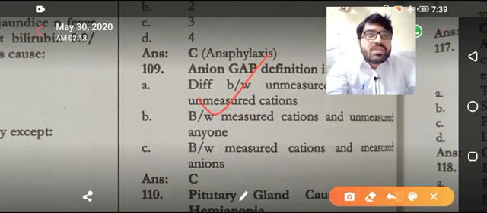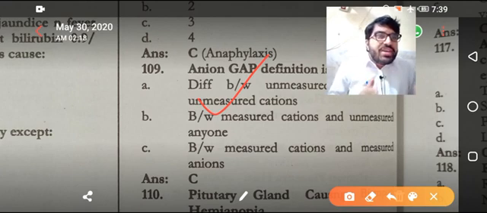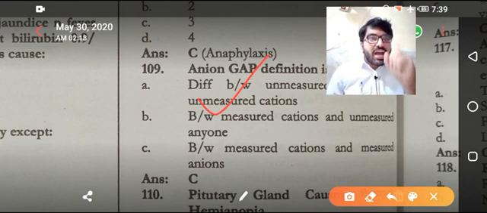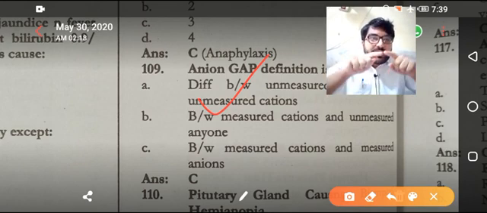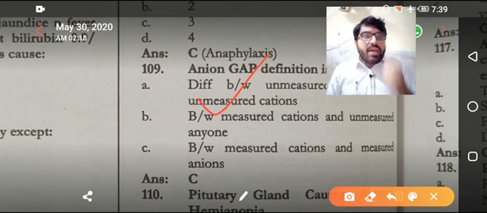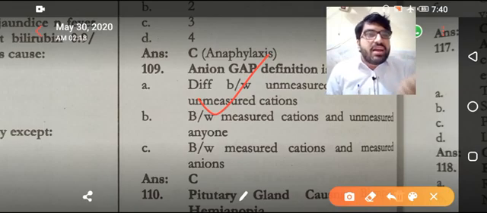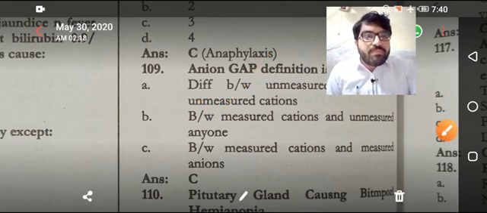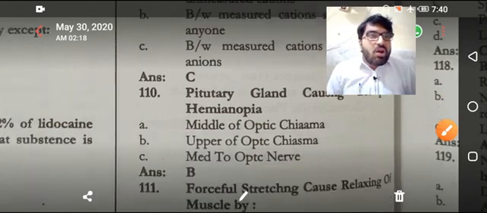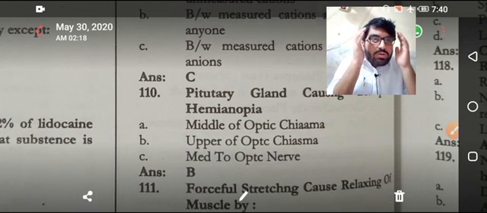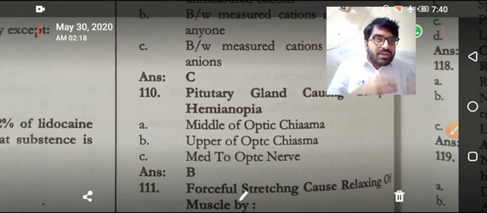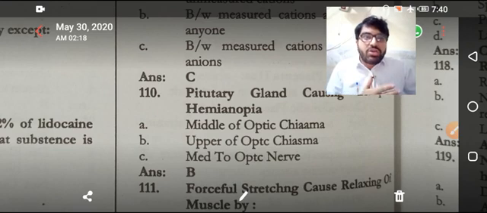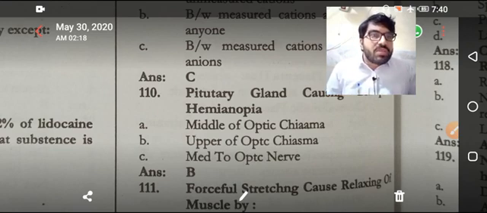Now the anion gap is the difference between unmeasured anion and unmeasured cation, and the reference is Guyton. Don't confuse yourself there. I will make another complete video about the anion gap, but right now you can trust me that it is a difference between unmeasured anion and unmeasured cation. It is not the difference between measured cation and measured anion. Reference is Guyton, and right now you have to quickly utilize it. If you go into the detail of that MCQ, you are wasting your time. I will make a video on that. You can watch it after that.